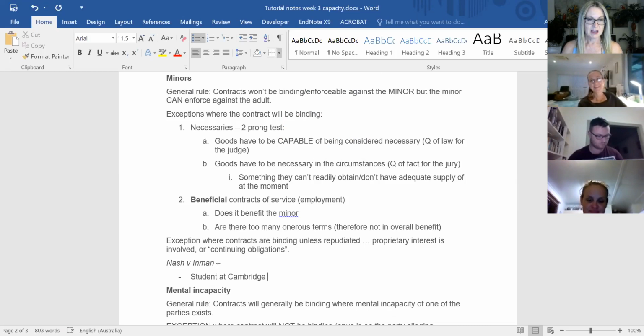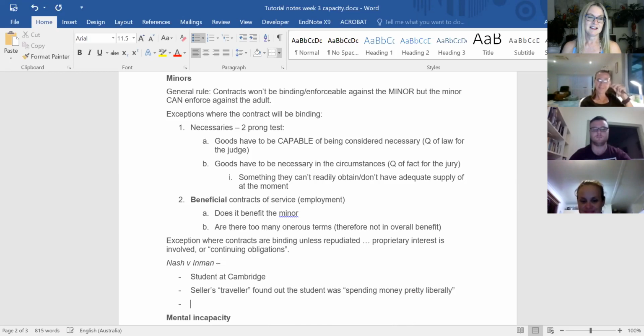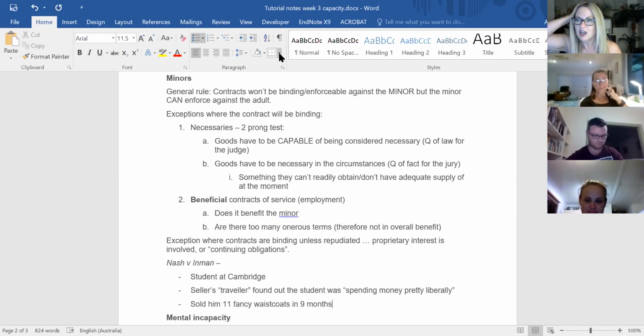So the seller's traveller found out the student was spending money pretty liberally. The word had got out. Sold him 11 fancy waistcoats in 9 months, I think it was. Very short amount of time. The judge found these weren't necessities. Yeah, funny that.